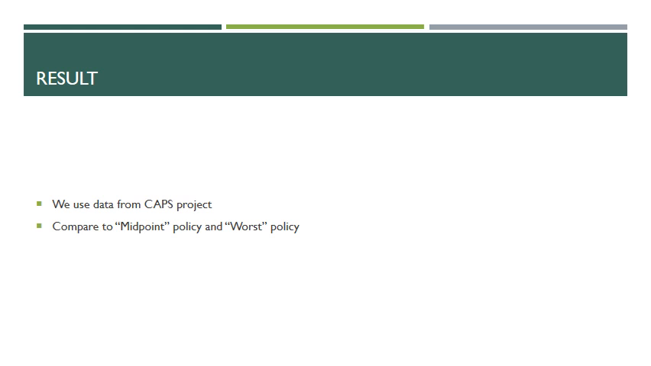Results. We use data from the CAPS project to test our algorithm and compare it against two baseline methods, midpoint and worst. A midpoint policy is obtained by solving the barrier removal problem and assuming the true passage probabilities are the midpoint values of the intervals. Our worst policy is basically the same, but we assume the true passage probabilities are the lower bounds of the intervals. The policy calculated by our algorithm, we call it the MRR policy.